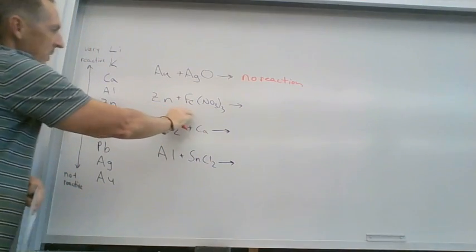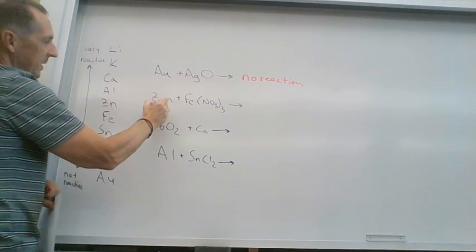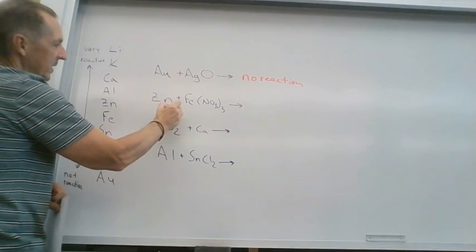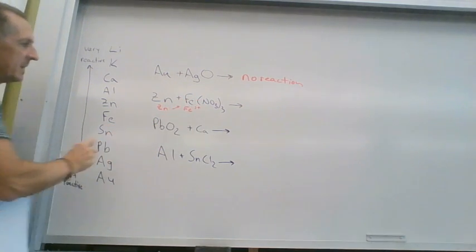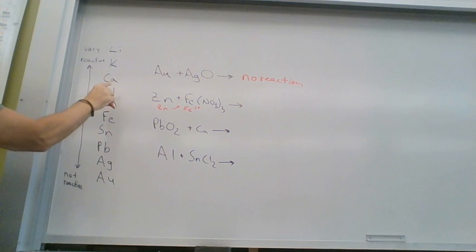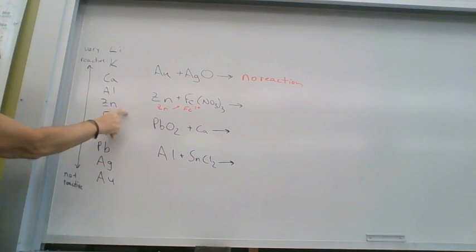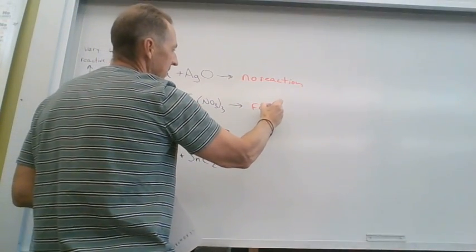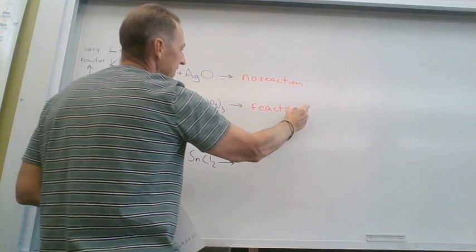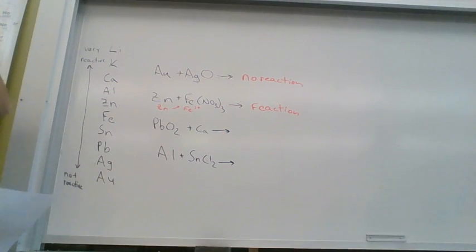Right, and here we're looking at whether this zinc is going to want to give any of its electrons to this iron 3+. What we want to do is see if zinc or iron is higher up. Zinc is higher than iron, so zinc will actually transfer electrons to the Fe3+, and so there would be a reaction. So the zinc would reduce the iron.